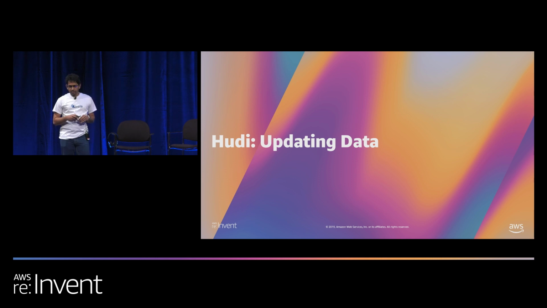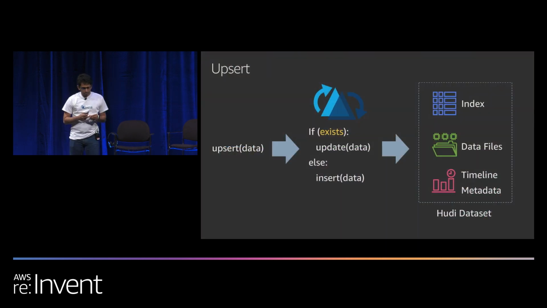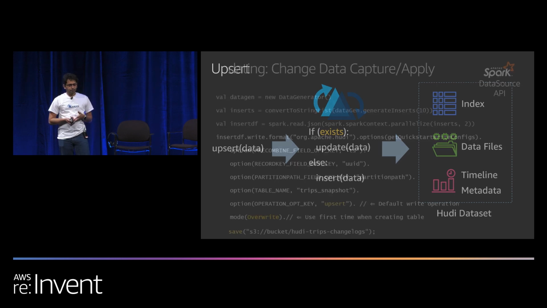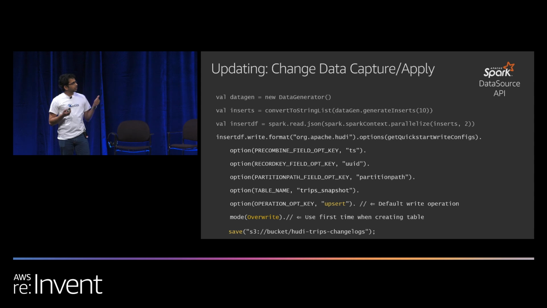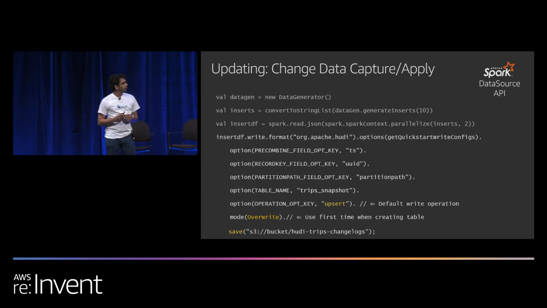And let's make it even more challenging, by trying to update some data, right? What we want to do here is, if the record already exists, we want to issue an update, and if it doesn't exist, we want to just insert the data. So let's begin by simply generating just 10 inserts and creating a new data set. Everything else remains the same. All you need to do now is change your operation from bulk insert to upsert, and then you can even issue inserts. It just works.